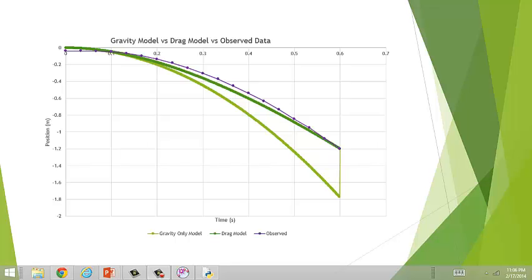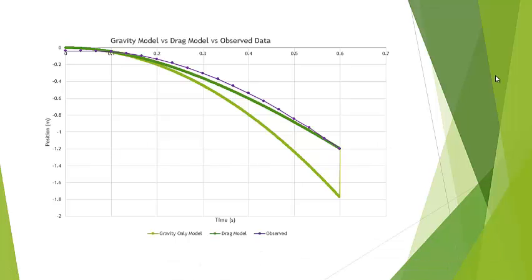Despite the discrepancies between the drag model and the Tracker data, it is clear that the drag model is a far better estimate of the motion than the gravity-only model. It follows the curve better and does not overestimate the end position.